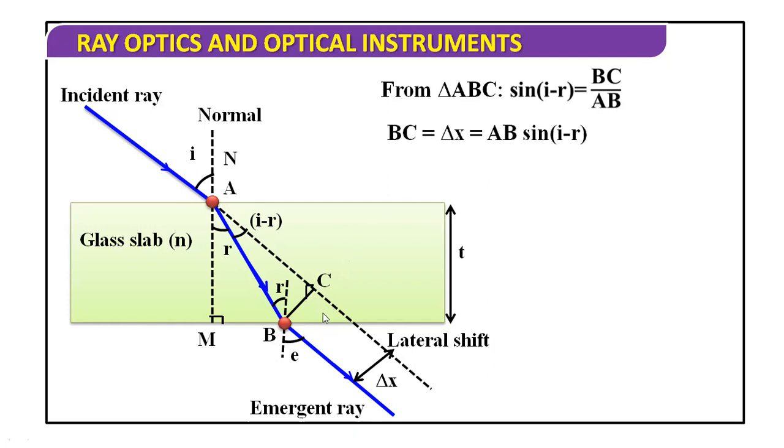And we assumed BC is equal to delta X. So place delta X at the place of BC. So now BC, which is delta X, is equal to AB sine of I minus R. Now we already know AB. AB is the distance traveled by the light within the glass slab. Already we have calculated that it is equal to T upon cos R. So delta X, the lateral shift, which is the perpendicular distance between the expected path of the light and the actual path of the light, is equal to T upon cos R times sine of I minus R.